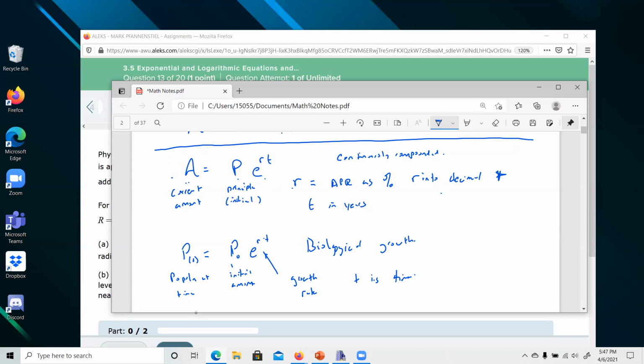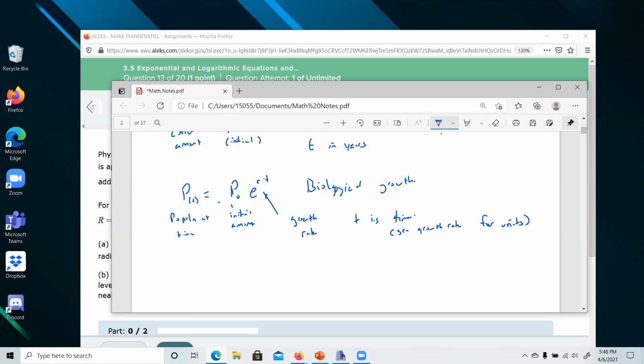Now if you're talking about rabbits and you have a growth rate over years, time is going to be in years. If you're studying bacteria multiplying in a petri dish and you're studying your growth rate in hours, then time is going to be in hours. So time is consistent with whatever units the growth rate is.